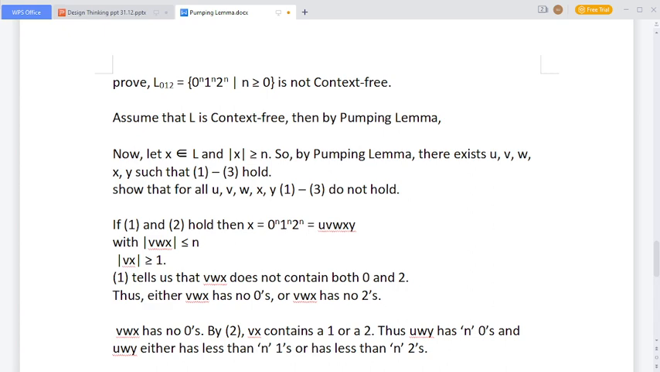So I take this language, take a contradiction of that one, then I am going to prove it. Yes. So I assume that L is a context free language. Let x belong to L and modulus of x is greater than or equal to n. So by pumping lemma, there exist u, v, w, x, y, z such that 3 rules must be held. We can discuss one by one.